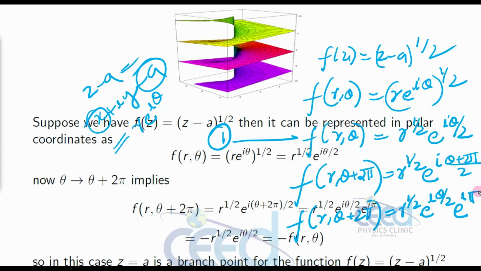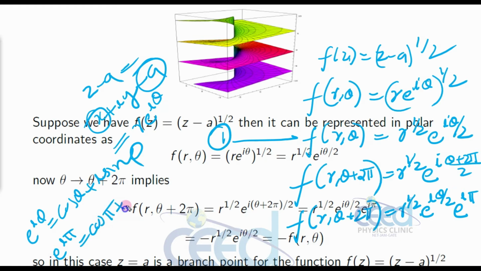e raised to i pi. What is e raised to i pi? e raised to i theta is cos theta plus i sin theta, right? So e raised to i pi is cos pi plus i sin pi, right? So cos pi is minus 1, sin pi is 0. So the answer is minus 1.